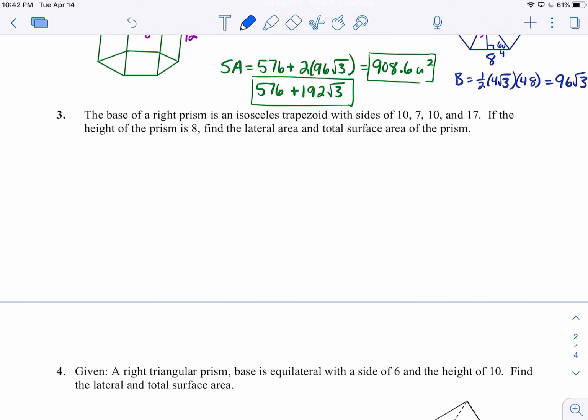All right, so for number 3, we have another right prism, and it tells us the base of the right prism is an isosceles trapezoid with sides 10, 7, 10, and 17. It tells us the height of the prism is 8. Find the lateral area. Find the total surface area. All right, so let's draw an isosceles trapezoid that's a little bit smushed.